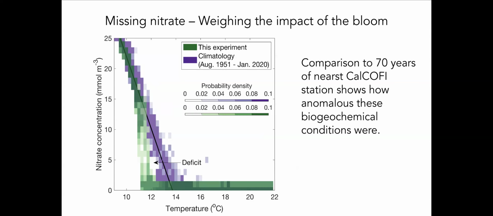This is an incredible record. This type of record doesn't really exist anywhere else in the world, so we're very lucky to have it. And it shows that the nitrate increases functionally linearly with temperature until about 14 degrees C climatologically, and then it's zero above that. The green histograms are the observations from our field study during this red tide.